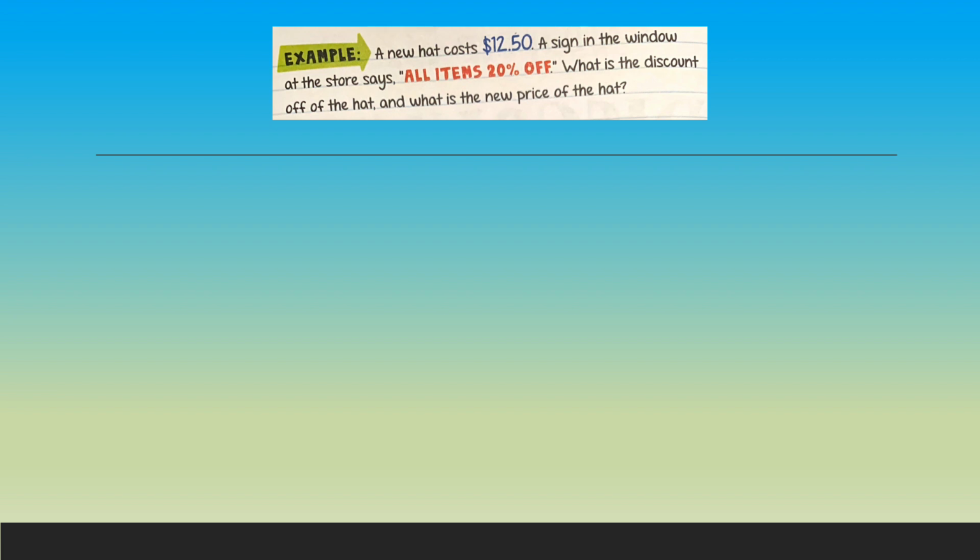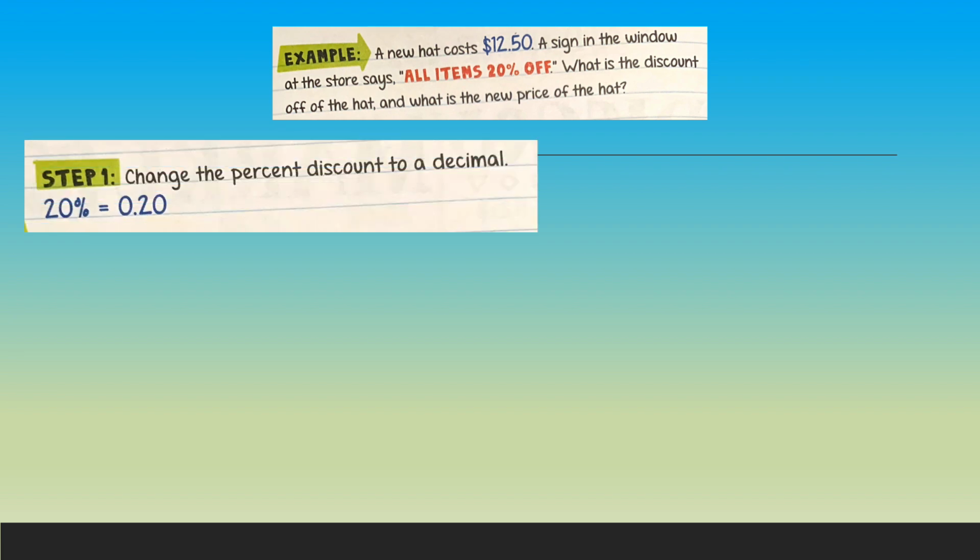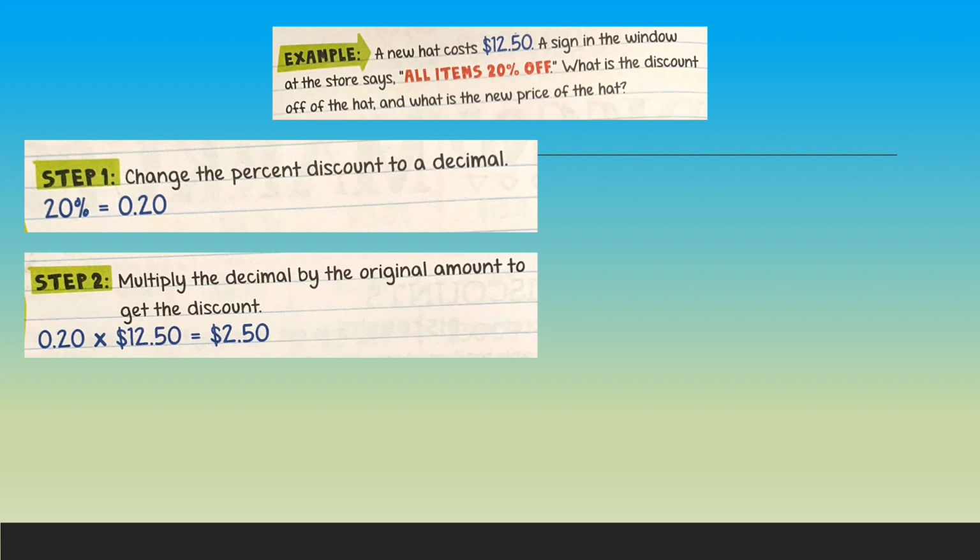Once again, I'm going to review the important steps from step 1 to step 3. Let's go back to step 1. Step 1, you are going to change the percent discount to a decimal. 20% changed to a decimal, you will end up with 0.20. And remember how to change that one: you move 2 places from your right to your left. Next, step 2, multiply the decimal by the original amount to get the discount. You can do vice versa. 0.20 times $12.50 or $12.50 times 0.20, then you will get $2.50, and $2.50, that is your discount.